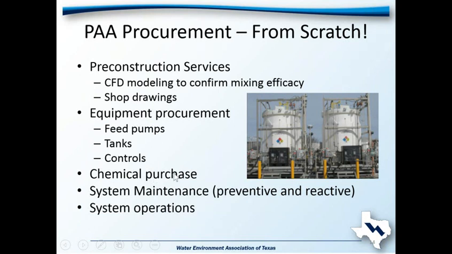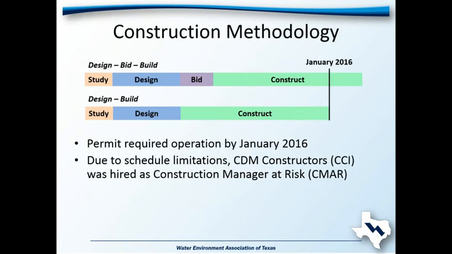We did get through, and as Leonard mentioned, we leased the equipment and then negotiated a long-term chemical purchase contract. We also included system maintenance on the overall peracetic acid system, but system operations are still performed by the plant staff. So through construction startup, another unique thing is that we were under a bit of a schedule driver for this project. By our permit, we needed to be up and running by January 16. So this was constructed as a design CMAR, construction manager at risk, that CDM constructors built.